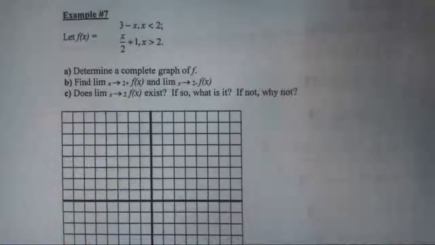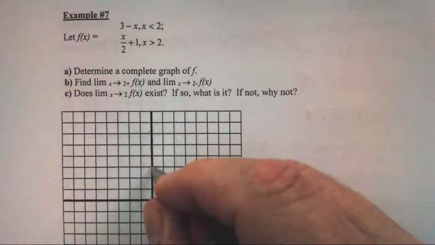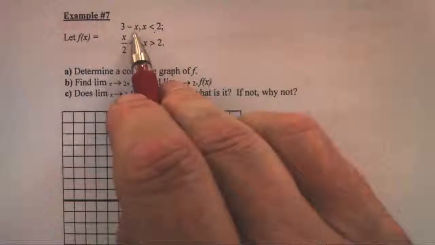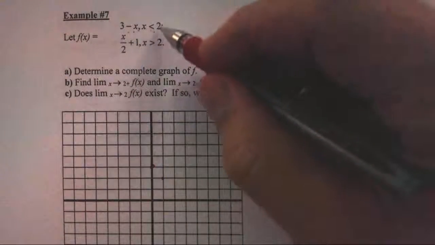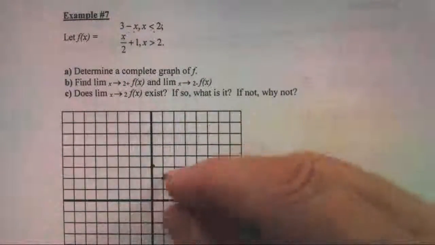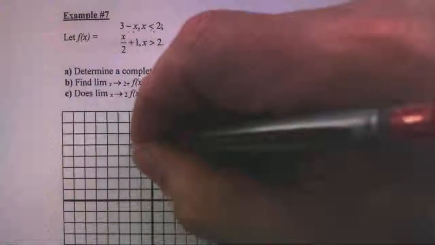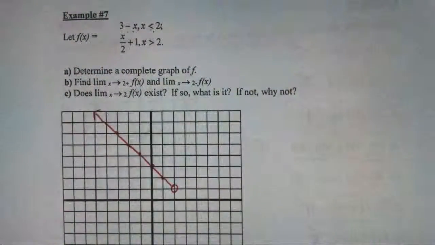This isn't going to take long. These are just lines. Here's a line with y-intercept 3, and I'm only looking at this line to the left of 2. It has slope negative 1, so it's going to come down here. But when I get to 2, it's not equal to, so down, hunting with a circle. And this portion of the graph looks like that.